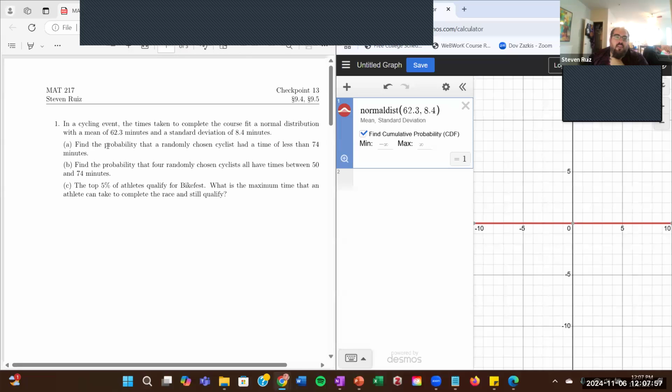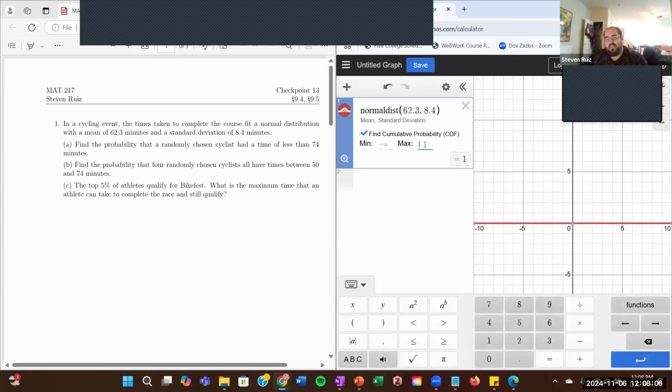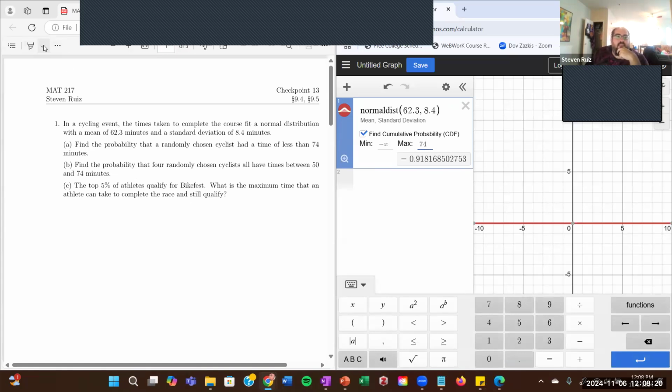First, find the probability that a randomly chosen cyclist had a time of less than 74 minutes. The maximum time that I care about is 74. What's my minimum time? I don't have one. I'm looking for any time that's less than that. So the probability that I fall inside that window is 0.918. Very quick with Desmos.